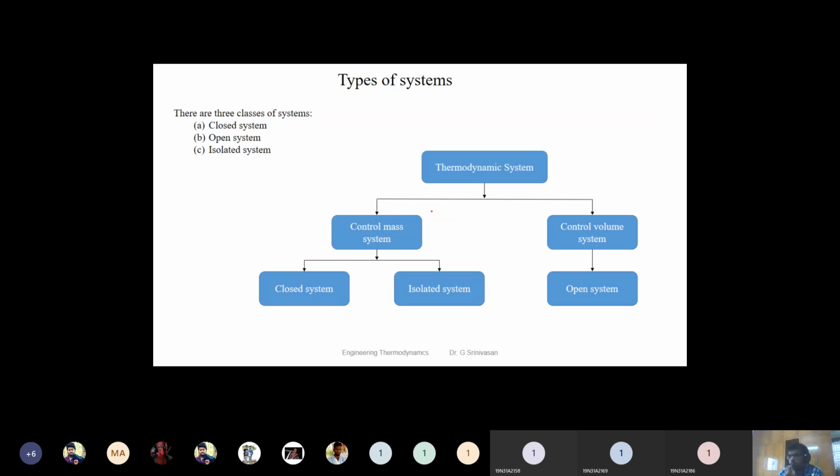Okay, and after that we saw the types of systems. We have the control mass system and the control volume system. Under the control mass system, if you are controlling a mass, that means there is no mass change. So m dot is equal to 0. Dot means dou m by dou t. So if the change of mass with respect to time is 0, then the system is a control mass system. Under control mass, we have closed systems and isolated systems. These are the major three classes, but they come under subcategories. So control mass, control volume.